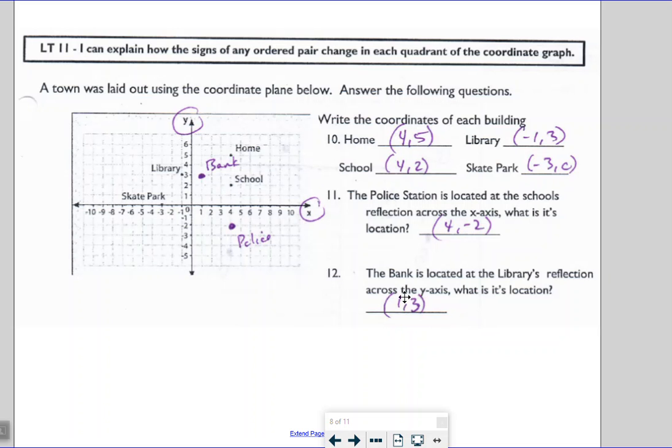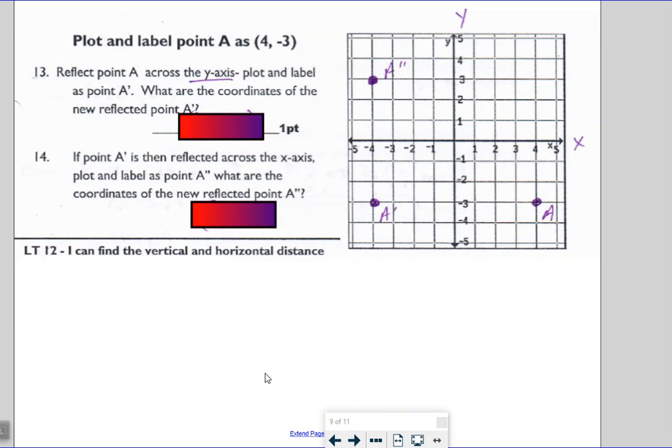Notice this was plotting coordinates, but also reflecting coordinates. More of that is coming soon as well, so pay attention if this one kind of wasn't sitting in so well with you. Number 13 and 14.